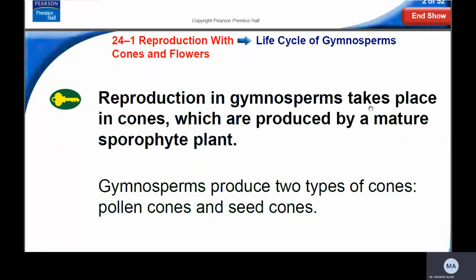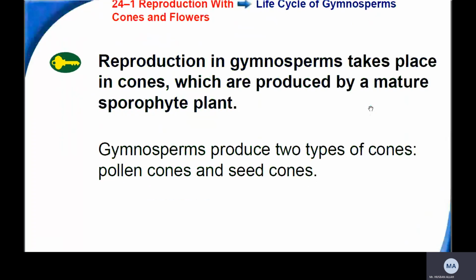Angiosperm, right? If you look at the reproductive structure in gymnosperm, it takes place in cones which are produced by mature sporophyte plants. So this we already took in the previous class, right? Gymnosperm produce two types of cones, pollen cone and seed cone. So we are saying that one is the male cone and another is the female cone. Male cone is small while the female cone is large.